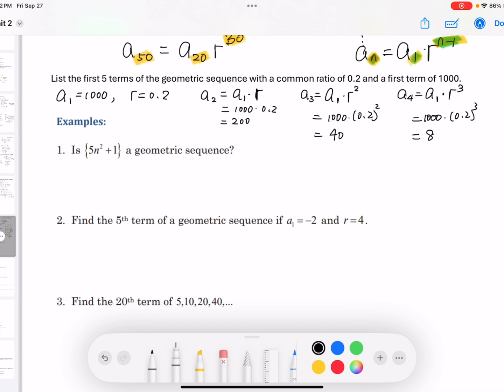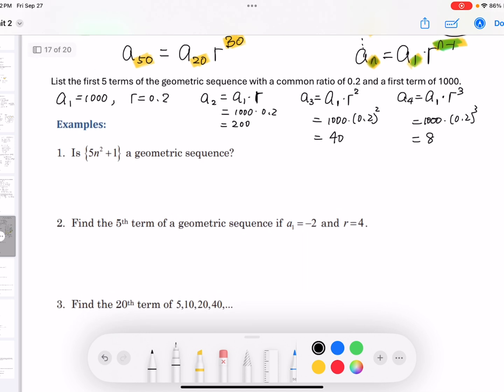So how about a sub 5? I don't have a space. So a sub 5, make it short. A sub 5 is equal to a sub 1 times r to the fourth. It is 1.6. All right.